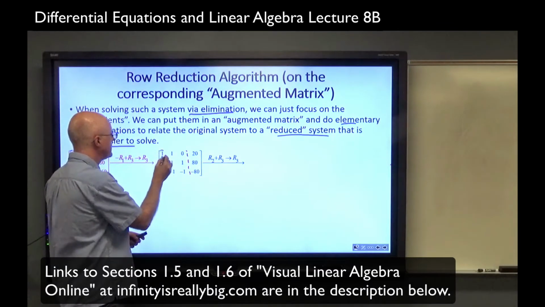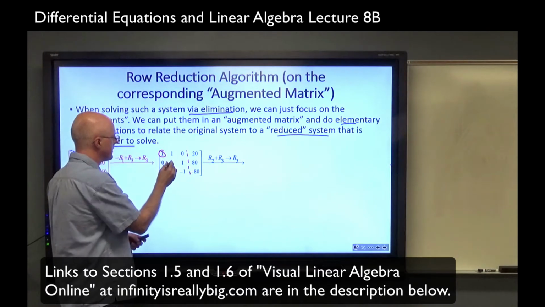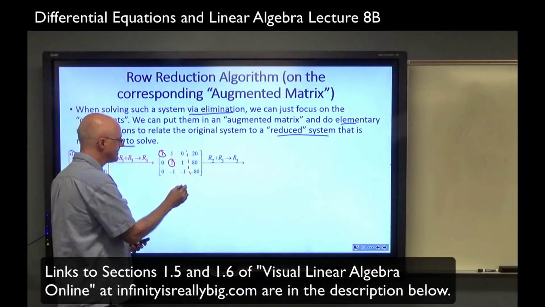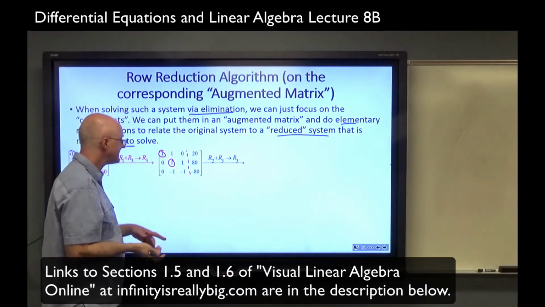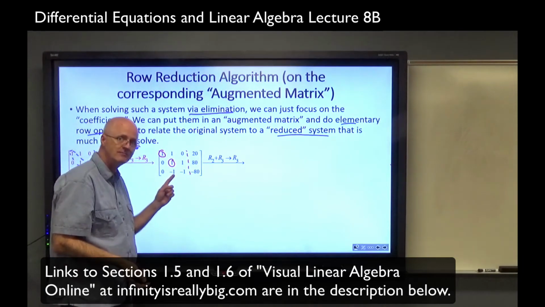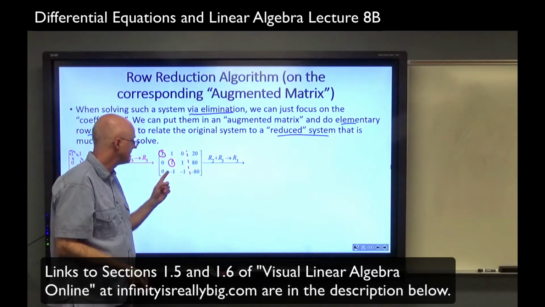So I've got two leading ones. This one has all zeros below it. This one along this main diagonal does not have a 0 below it. So the next step in the algorithm is to make that a 0. How? By doing another row operation.